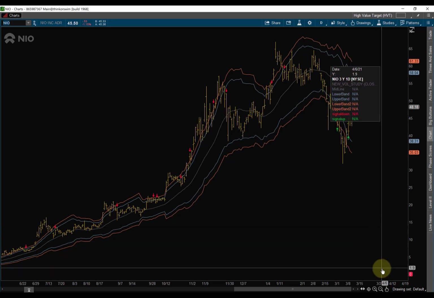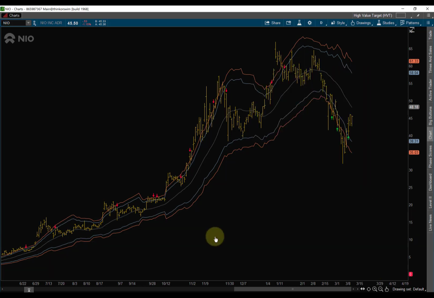NEO looks nice. NEO, great example, right? We're seeing it on the Wall Street Wiretapper, and then we're also seeing it on the high value target tool. That's exactly what we're looking for. We go back, there's great volatility. We see the buys and sells have worked effectively in the past. Now, does that mean you blindly go and buy NEO? No, absolutely not. You're smarter than that.